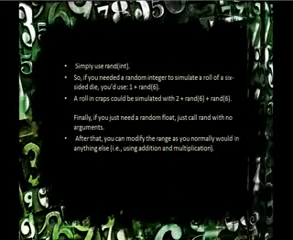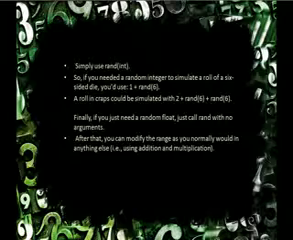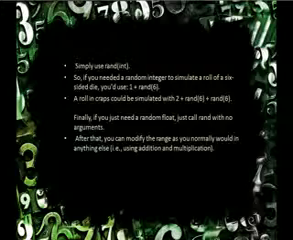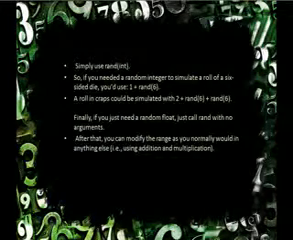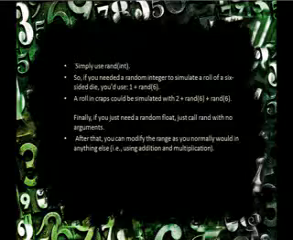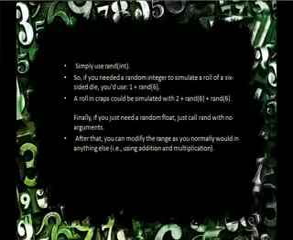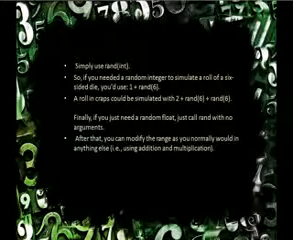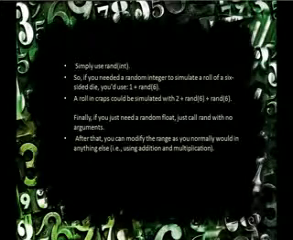Ruby random numbers. Simply use rand(int). So, if you needed a random integer to simulate a roll of a 6-sided die, you'd use 1 + rand(6). A roll in craps could be simulated with 2 + rand(6) + rand(6). Finally, if you just need a random float, just call rand with no arguments. After that, you can modify the range as you normally would in anything else, that is, using addition and multiplication.